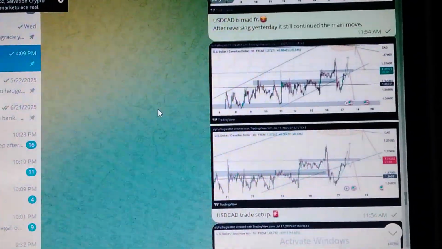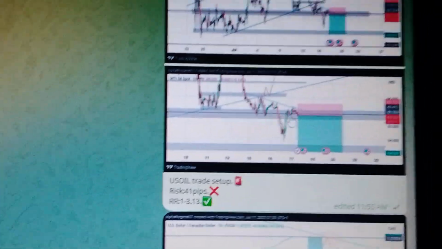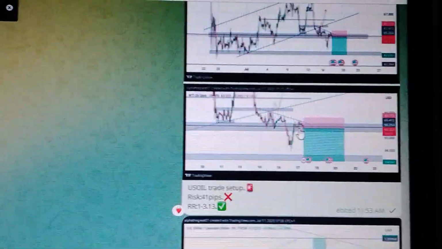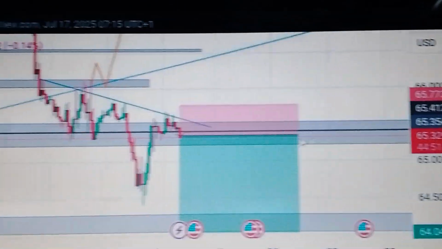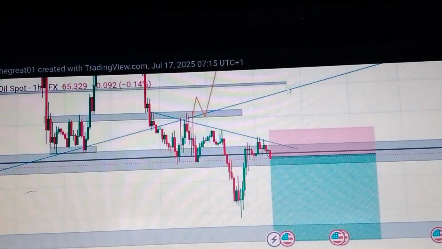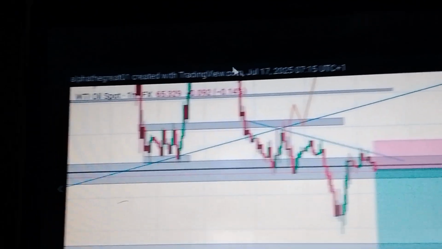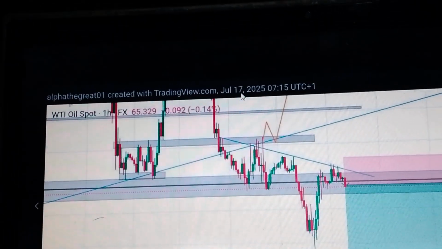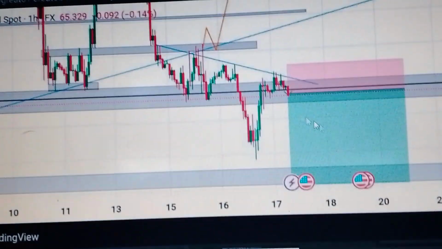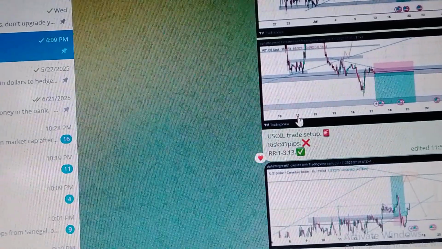So where is it? US oil. Look at it. So I forgot to factor in that there's supposed to be a bigger retest, so that you can see exactly how it was. The time, what's the time? 7:15 in the morning, July 17th. So that's what happened. You know, bad things happen. So that is it for US oil.